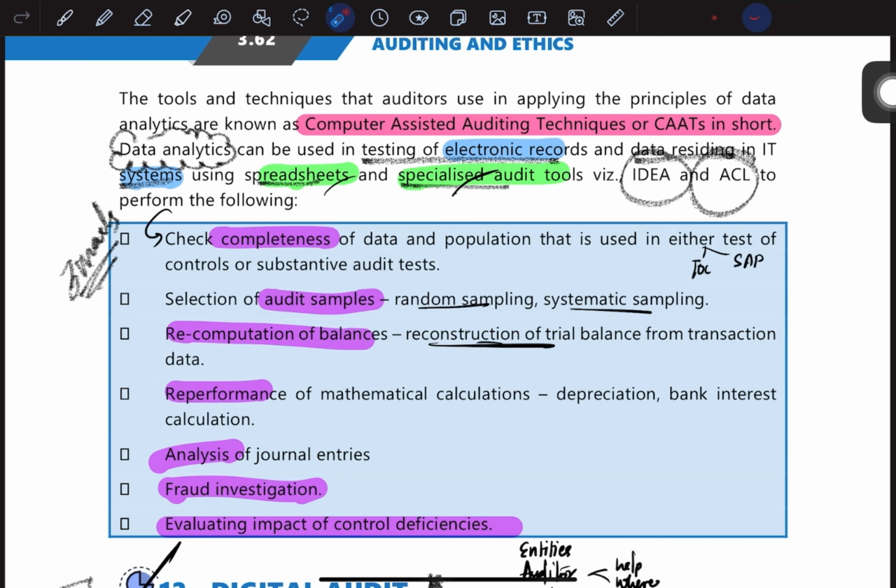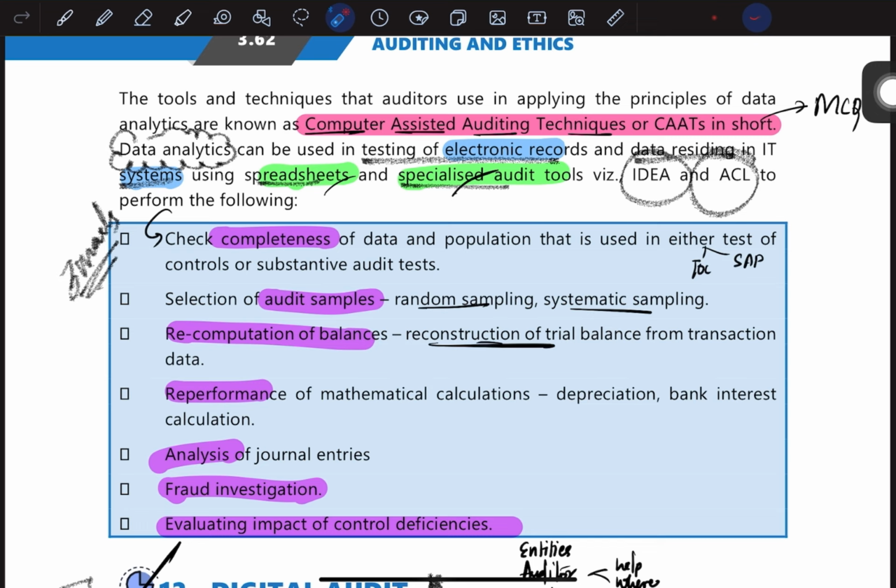So what are these known as? This can be asked in the form of MCQ. Computer assisted auditing techniques. Okay, so basically here the computer is assisting the auditor. So computer assisted auditing techniques. So they can be used in testing of electronic records and data residing in IT systems by using spreadsheets and specialized audit tools. Okay, so for example, the auditor wants to do sampling.